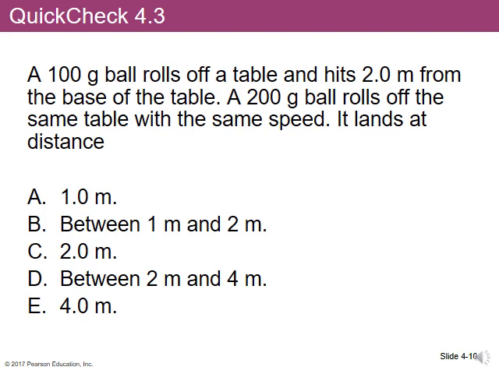Following up on that, let's look at another quick question. This one says a 100-gram ball rolls off a table and hits 2 meters from the base of the table, and then a 200-gram ball rolls off the same table with the same speed. Where does it land? Well, do heavier objects fall faster than lighter objects? No. Galileo established hundreds of years ago that that was incorrect. All objects fall with the same acceleration if the force of the air against them is not very large, and it wouldn't be in this case. They're only falling for 2 meters. So whether the ball is 100 grams or 200 grams, it falls at the same rate, which means that it's going to hit the ground at exactly the same spot.